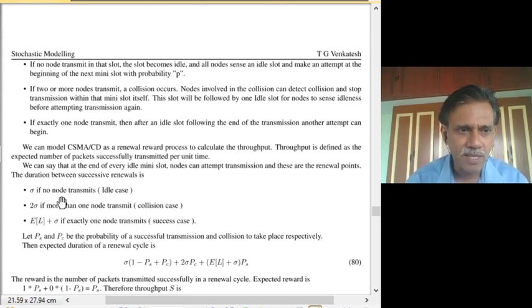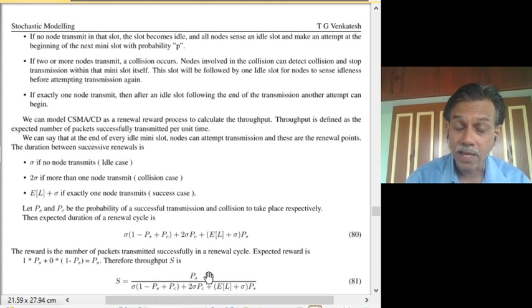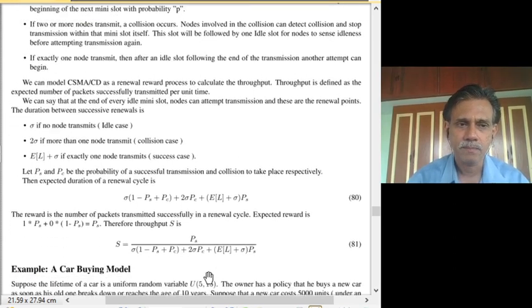It is just sigma if no node transmits, which is probability P idle, 1 minus success probability and collision probability. Sorry, this should also be minus. 1 minus PS minus PC. And 2 sigma if there is a collision, with probability of collision. And E of L plus sigma with probability of success. So, you have found out the expected duration of the renewal cycle.